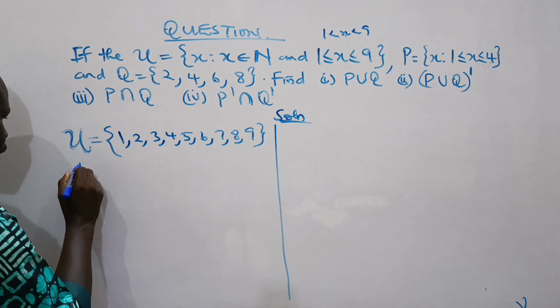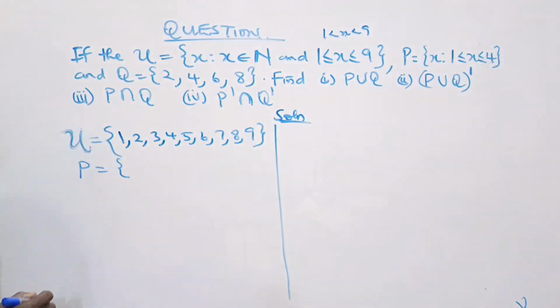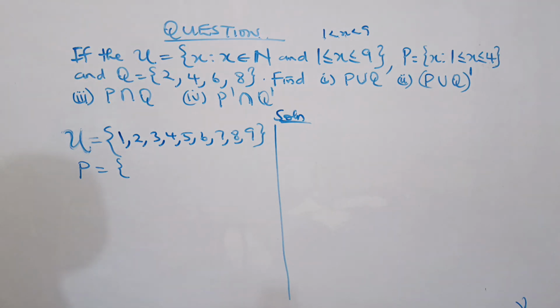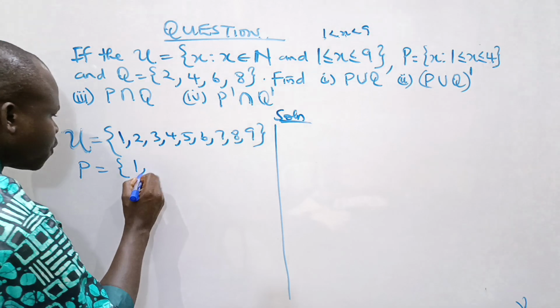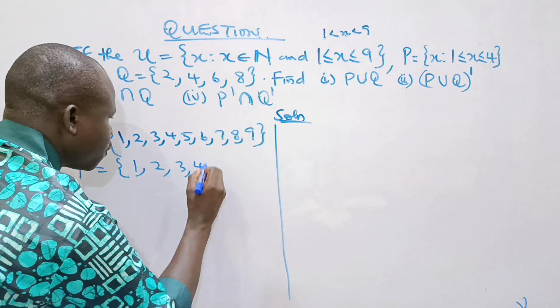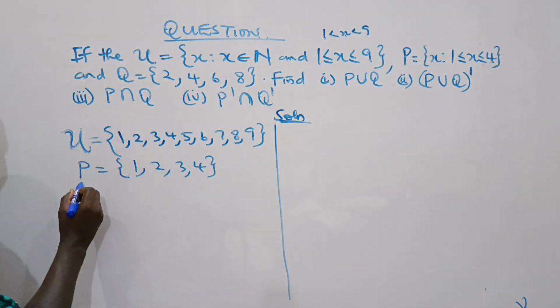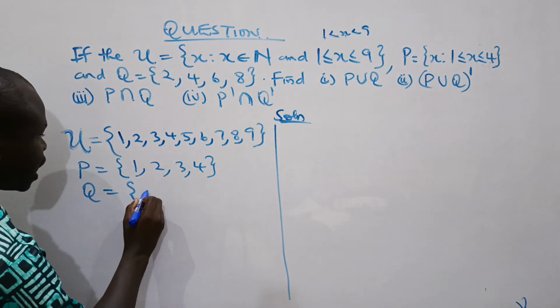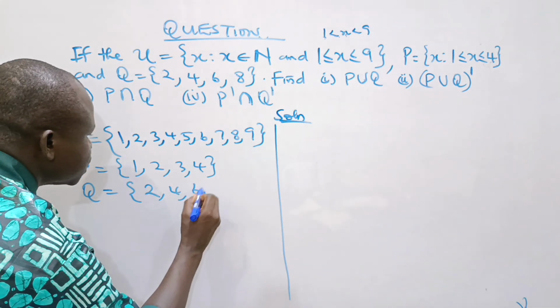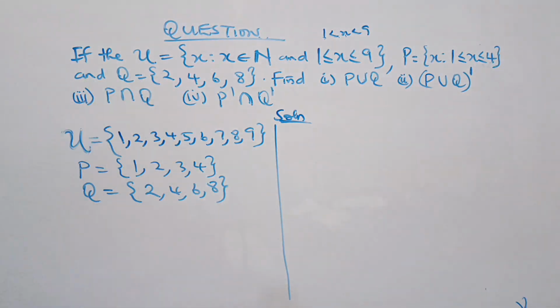Then P, which is a subset of the universal set, is given as 1 ≤ x ≤ 4. That is, it will be from 1 to 4: 1, 2, 3, 4. This will be the value of P. Then Q. Q is the even numbers, 2, 4, 6, 8. So now let's go ahead and solve the question.